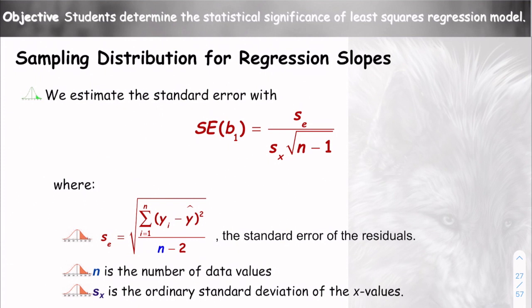So we estimate the standard error with our standard error for a slope formula. Now, if you remember way back, to calculate standard error, it's the sum of the differences of the y's squared divided by n minus 2. And this gives us our standard error for our residuals. N is our number of data values, and standard deviation of x, or S sub x, is the ordinary standard deviation of the x values, which we are going to be given in most of these outputs.